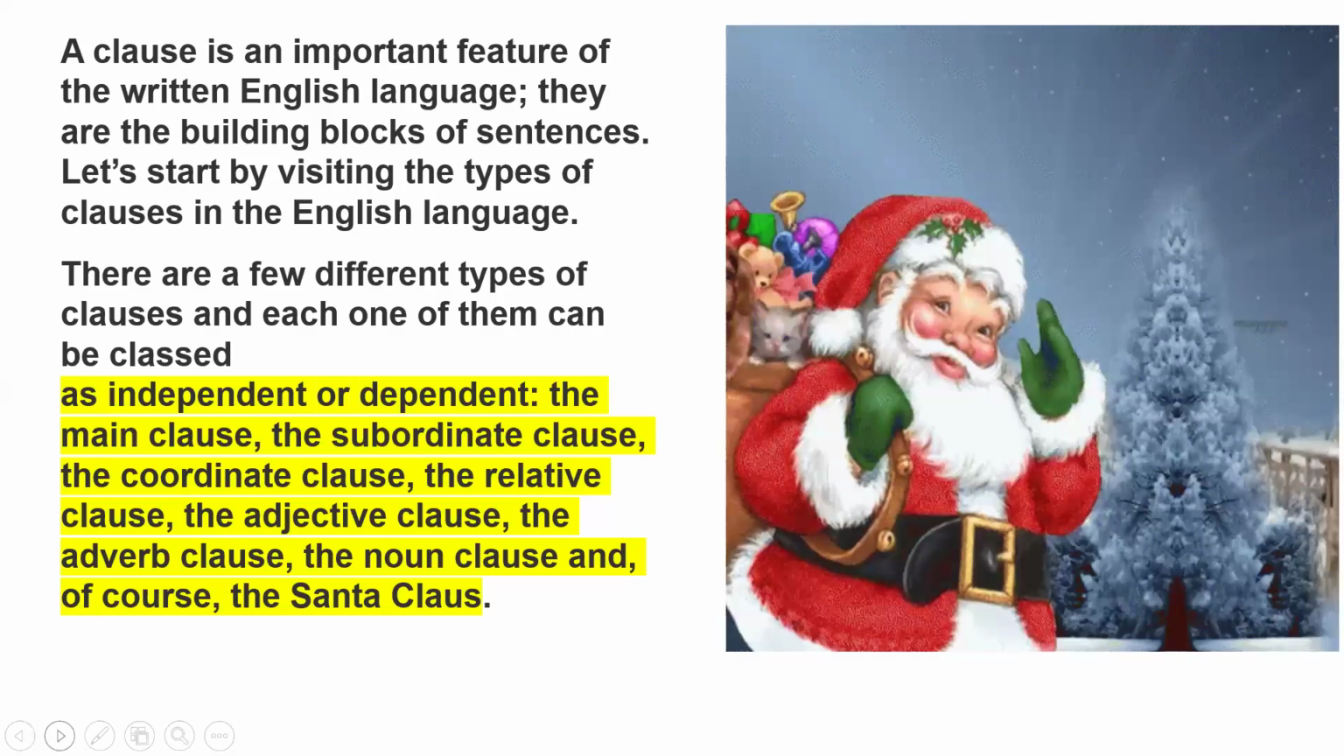Now, as we know, the clause is an important feature of written English. Clauses are the building blocks of sentences, as the cell is the building block of our life. So we have understood that it is of two types. One is the dependent clause, the second is the independent clause. The independent clause is also known as the main clause or principal clause, and the subordinate clause is known as the dependent clause. The dependent clause is further divided into three types: noun clause, adverb clause, and adjective clause.